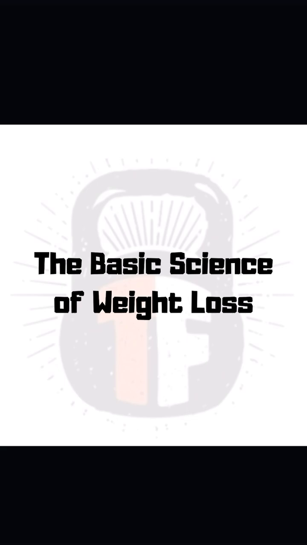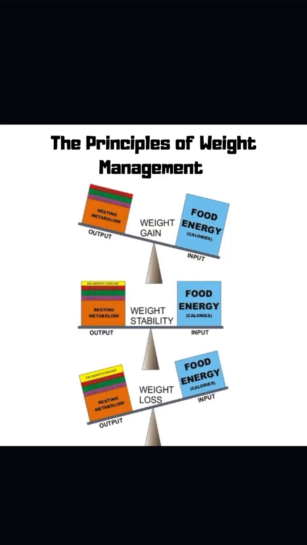The first thing that we want to cover when we're discussing weight loss is the very founding principle of weight management. There's three different ways that we can affect weight: weight gain, weight stability, and weight loss. Weight gain is typically when we consume more calories than we burn. Stability is when we burn the same amount of calories or energy as we consume. And weight loss comes from where we burn more calories or energy than we consume.